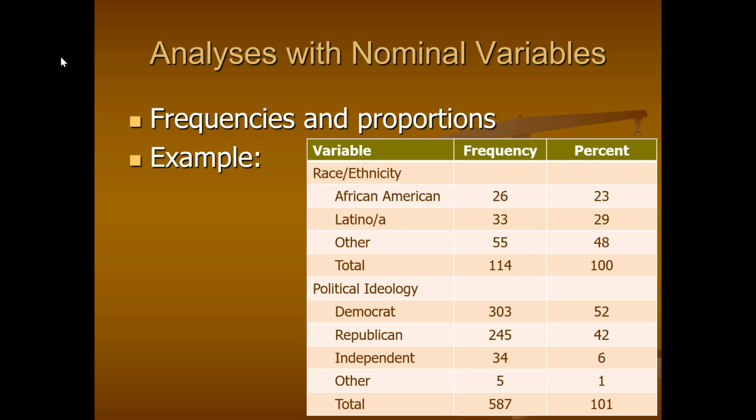Same with political ideology. In this case, I added the category of independent. But there's nothing much else I can do except report what percent and how many were in each category. That's the simplest level of analysis, and that's all we can do with nominal variables. Sometimes nominal variables are called categorical variables, so that's just something to keep in mind.